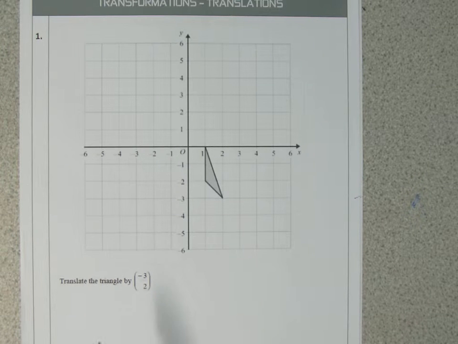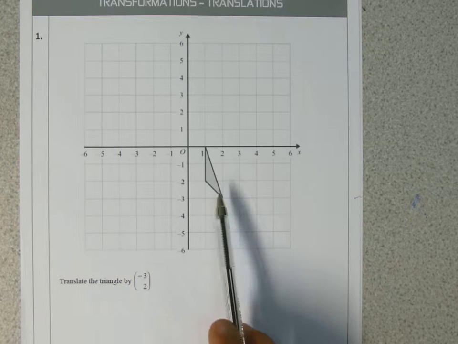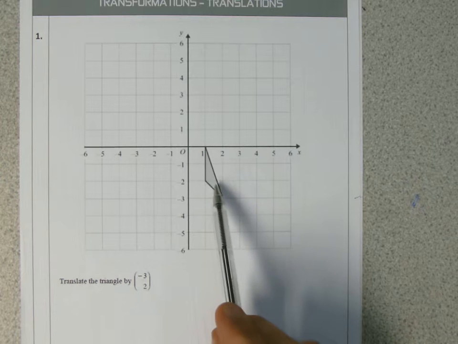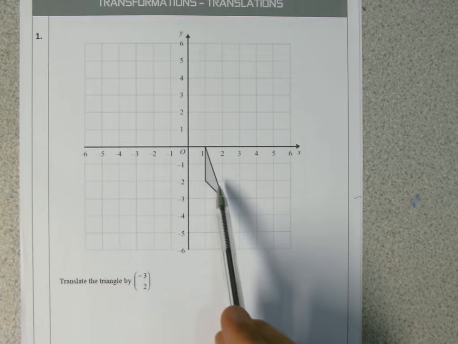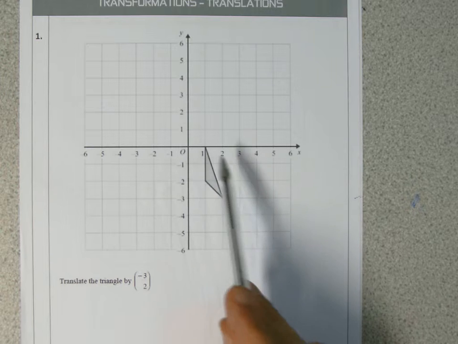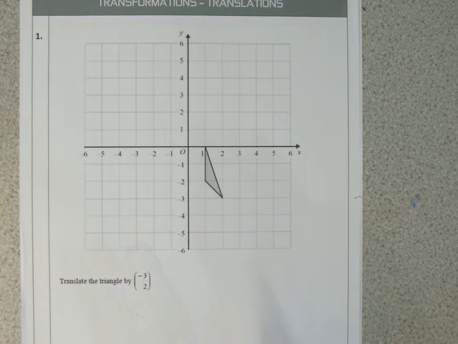It's really simple. Translate is the easiest transformation, because at the end of the day, you're not going to reflect it, you're not going to rotate it, and it's not going to be enlarged. This shape is simply going to be moved. That's what translate means, just to move it. And when you move it, it will look exactly the same as this, but in a different location.